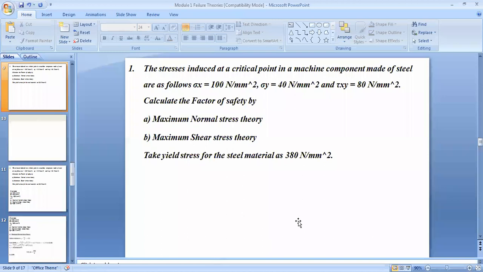Please copy this question and write the given data. See that the stresses induced at a critical point in a machine component made of steel are as follows. So what are the given data?